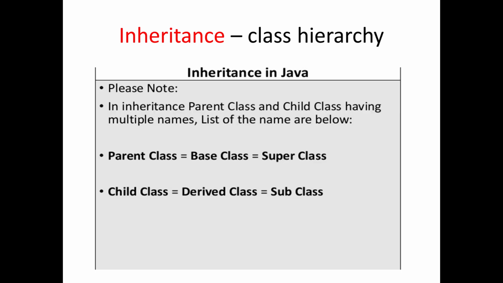In inheritance, parent class and child class have multiple names in Java. So here the parent class is also called as base class or superclass. Similarly, the child class can also be called as derived class or subclass.